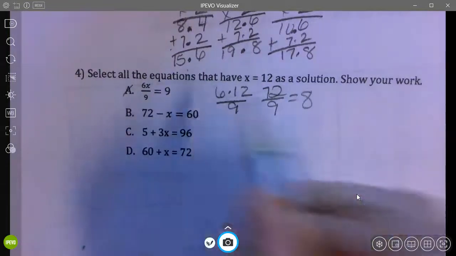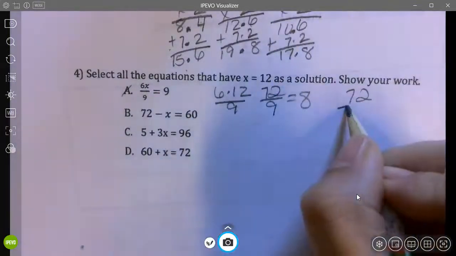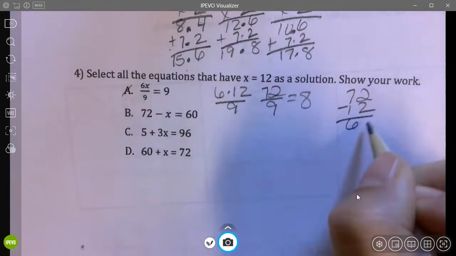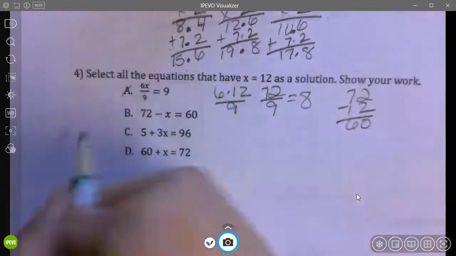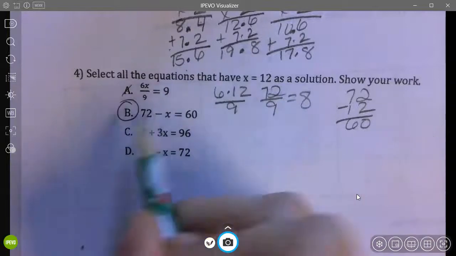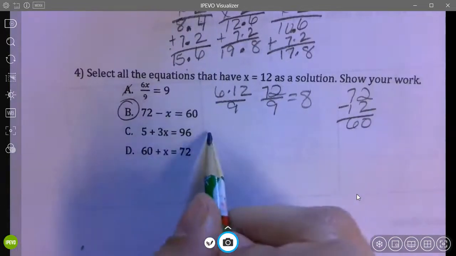I'm going to go to B. 72 minus 12. And that's going to give me 60. And what do I need it to equal? 60. So B, yes, it does have a solution of 12. Let's jump down to C.